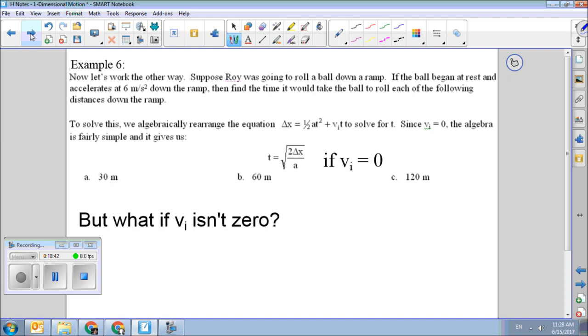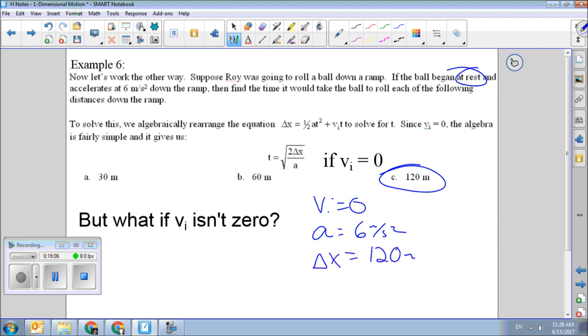We're just going to do one of them, and then I'll give you the other answers. So let's do 120 meters, okay? So here's what we know. We know that our initial velocity is 0 because he's rolling it from rest. We know it's going to go down the ramp, so the acceleration is 6 meters a second squared. We know that our displacement is 120 meters. It's a long ramp. And we want to know how long it's going to take.